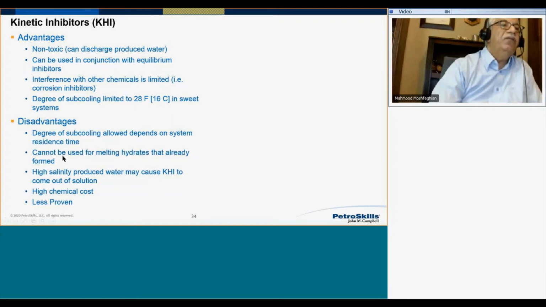They cannot be used for melting hydrates that have already formed, something that methanol can do. High salinity produced water may cause the kinetic hydrate inhibitor to come out of the solution, and there is high chemical cost, but this is cost per unit volume. Because you're using lower dosage, overall cost could be less than using equilibrium inhibitor, but they are less proven compared to the equilibrium inhibitor.